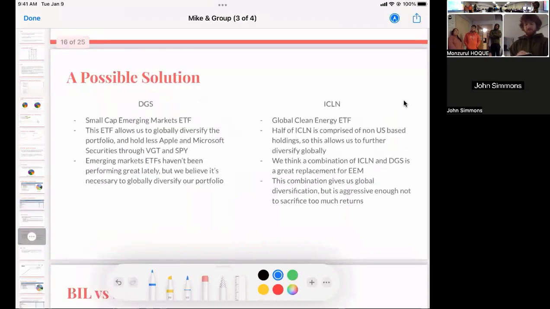And Microsoft stocks. So this portfolio is basically almost 15% Apple and Microsoft specifically, which we feel is just not diversified enough at all. So a couple solutions to this is the ETF DGS, which is small cap emerging market ETF.